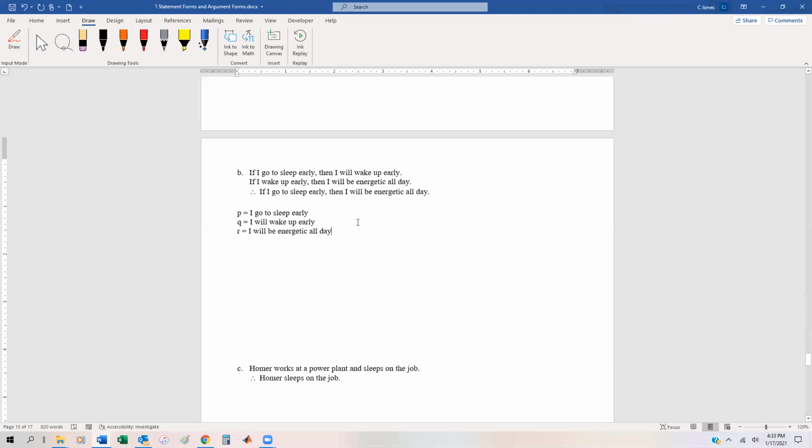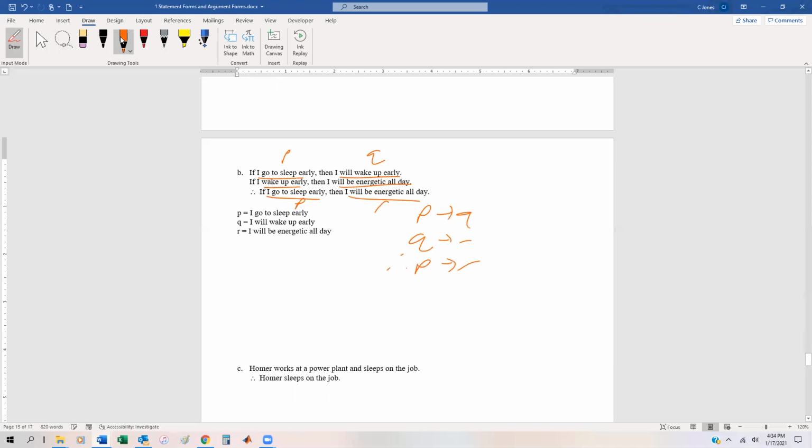So let's draw this out. The first sentence, if I go to sleep early, then I will wake up early. So that's P implies Q. Okay, I think everybody can see that. If I go to sleep early, then I will wake up early. If I wake up early, which is Q, then I will be energetic all day. So it's going to be Q implies R. And then finally, if I go to sleep early, which is P, I will be energetic all day.